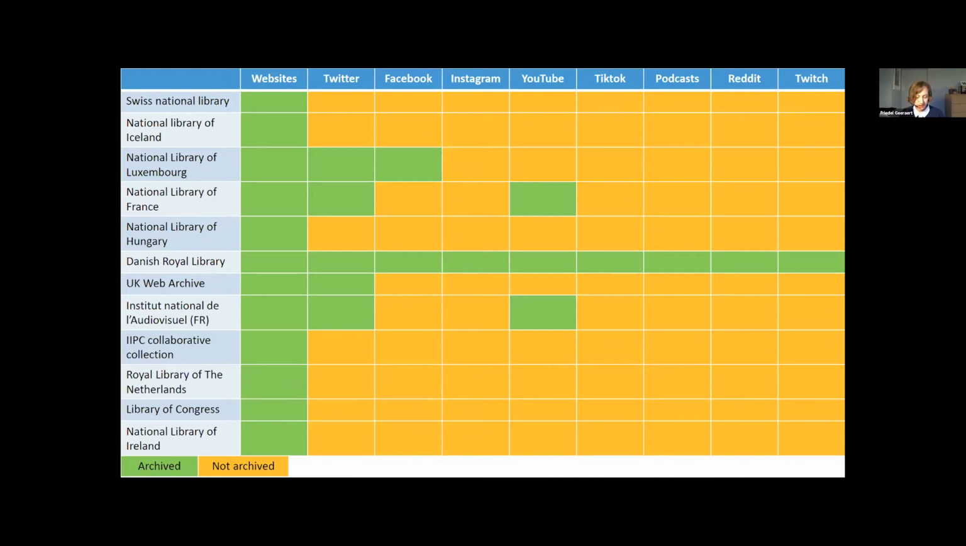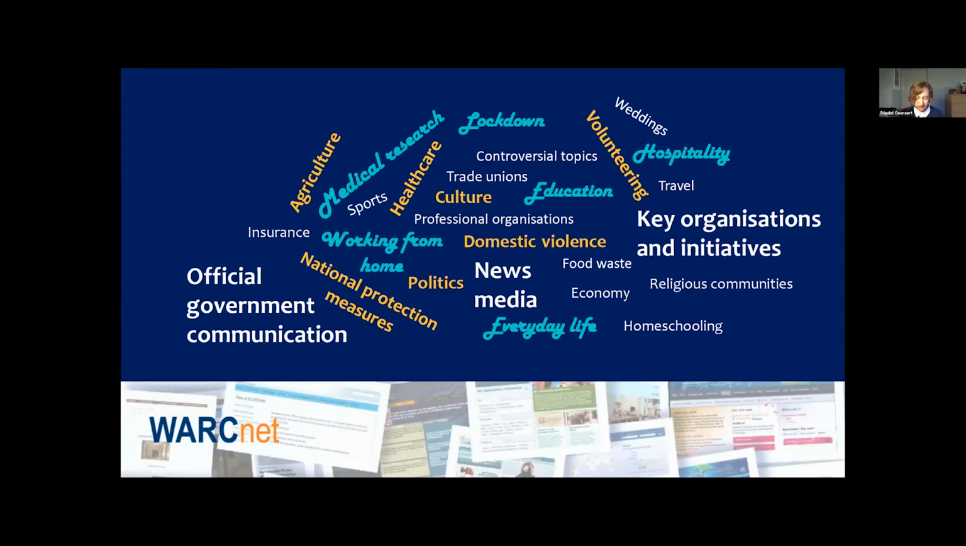If we delve deeper into the topics included in the collection, there's a large variety. So the 3 biggest elements were official government communication and communication by public bodies, news and media, and key organizations and initiatives. But many other topics are also included, such as controversial topics, sports, volunteering, domestic violence, religion, food waste, etc. So the web archives really contain a wealth of information.